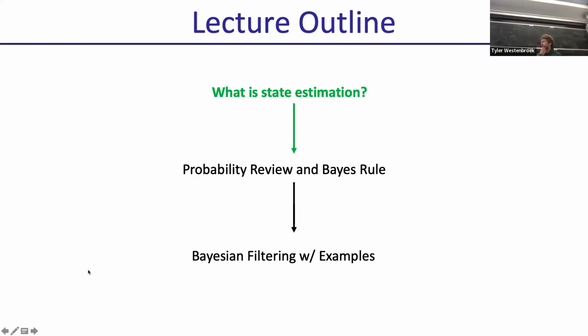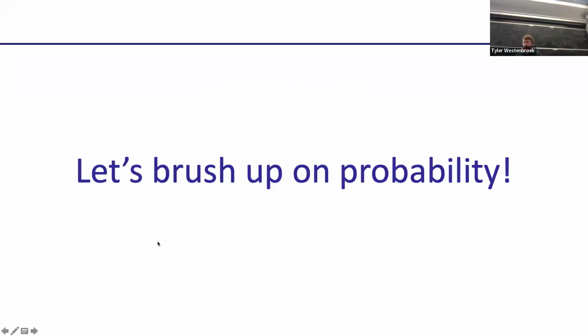Okay, so this is what we're going to try to do today. Let's say we fix some notion of state. How can we estimate it given the observations that we've seen? To do that, we're going to brush up on probability real quick.